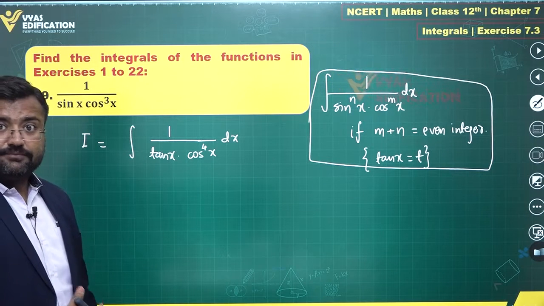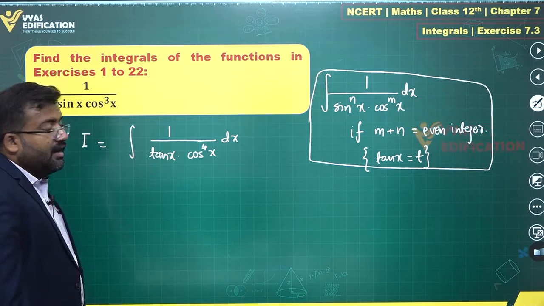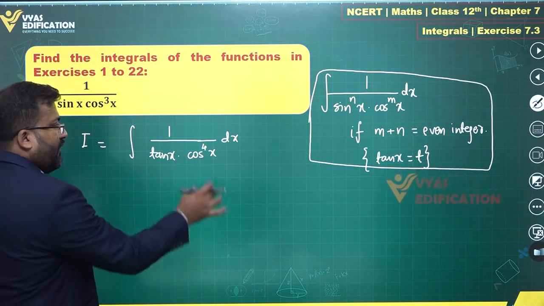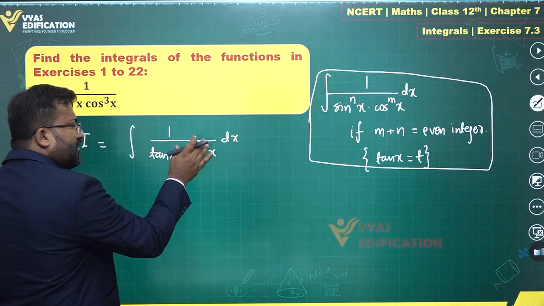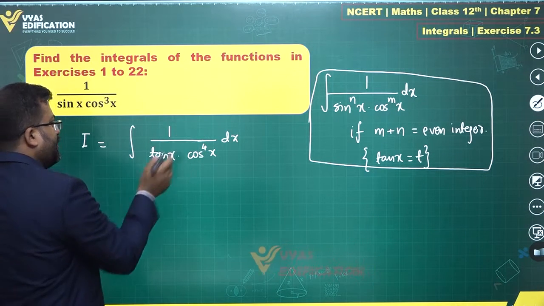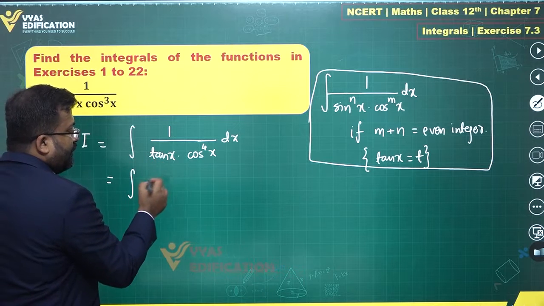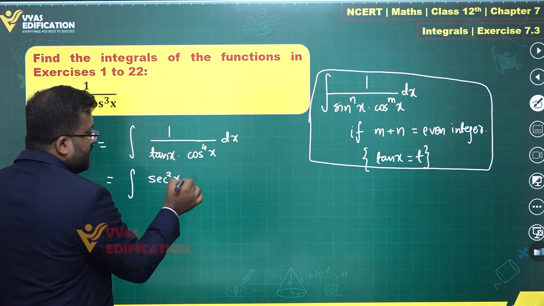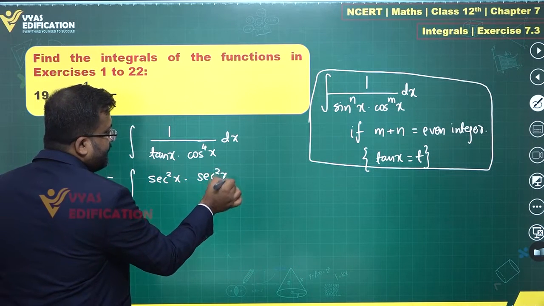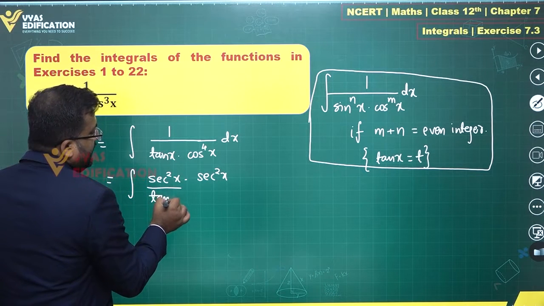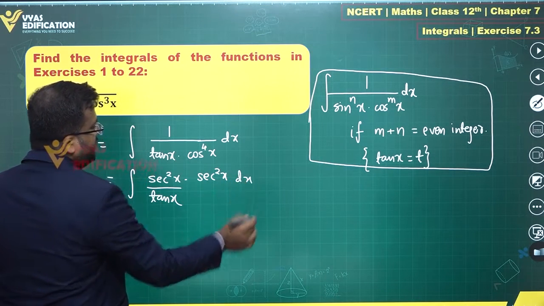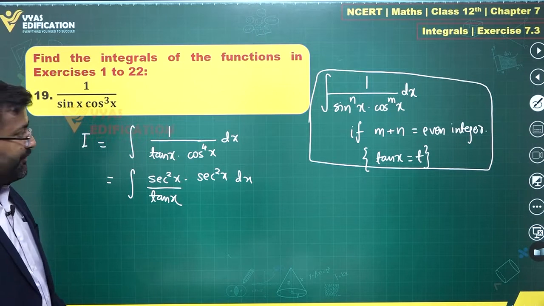This is what I get. Okay. What else? One of the cos square x, or complete cos power 4x, can go in the numerator, and what you'll get is sec power 4x, which can be written as sec square x into sec square x over tan x dx.